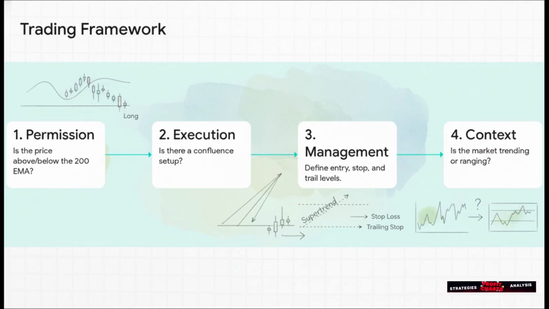Number 3, management. Plan your trade. Know exactly where your entry is, where your initial stop loss will go based on the Supertrend shelf, and how you'll trail it. And finally, number 4, which is the most important of all, context. Step back from the chart and ask yourself honestly, is this market even trending right now, or is it choppy? Am I using the right tool for the job? Answering that one question will save you more money than anything else.